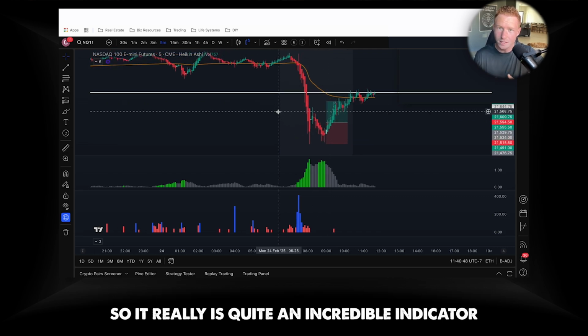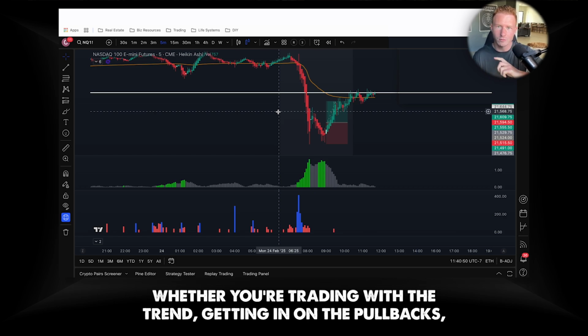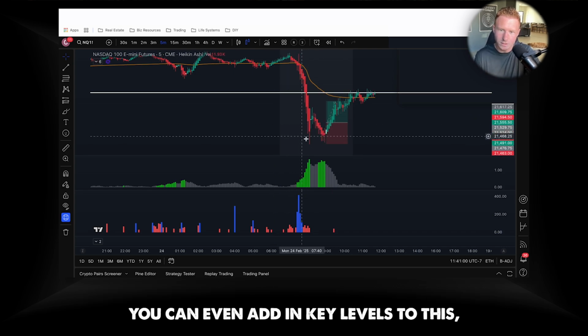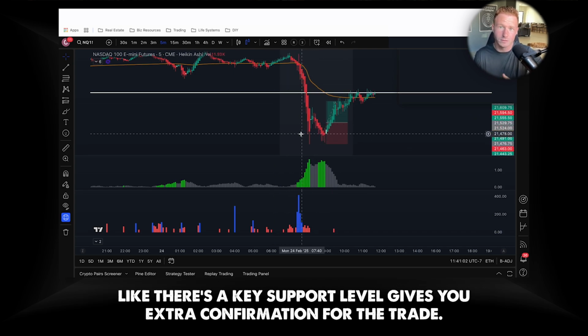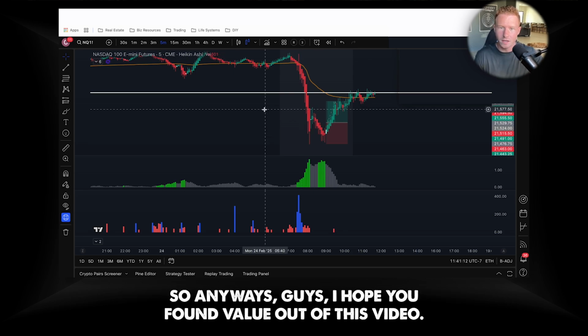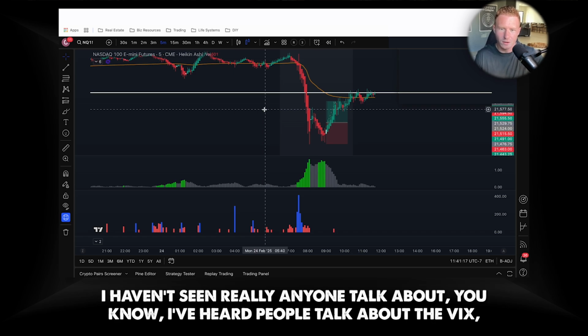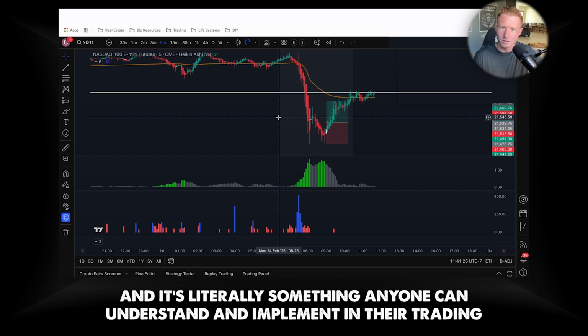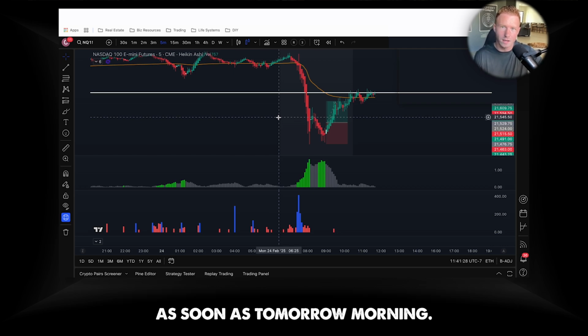So it really is quite an incredible indicator, whether you're trading with the trend, getting in on the pullbacks, or you're just trying to find the market bottoms and doing more of a reversal strategy. You can even add in key levels to this. Like if there's a key support level, it gives you extra confirmation for the trade. You kind of get the point. So anyways, guys, I hope you found value out of this video. I've heard people talk about the VIX, but this indicator makes it super easy to use. And it's literally something anyone can understand and implement in their trading as soon as tomorrow morning.